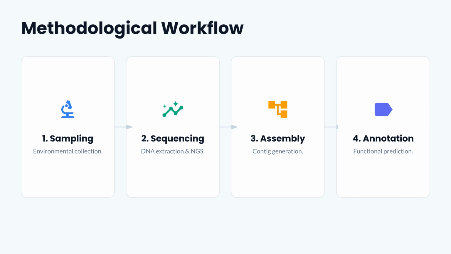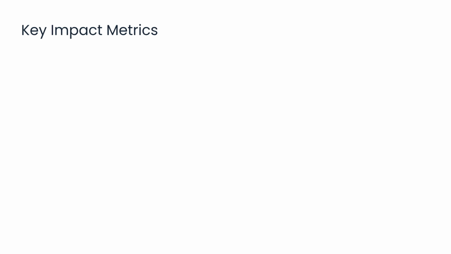The methodological workflow involves 4 main steps: sampling, sequencing, assembly, and annotation, moving from environmental collection to functional prediction. One key impact of metagenomics is enabling the study of 99% of microbes previously considered unculturable, revolutionizing microbiology and biotechnology.